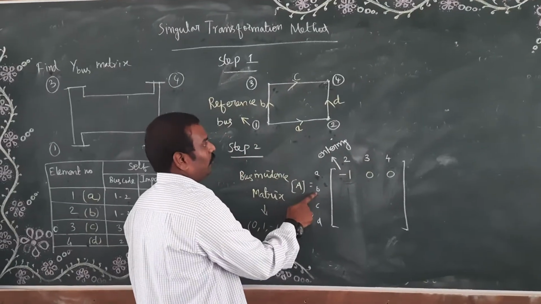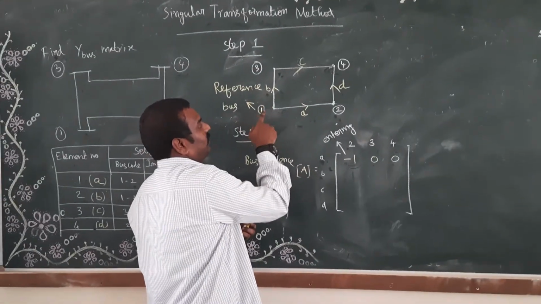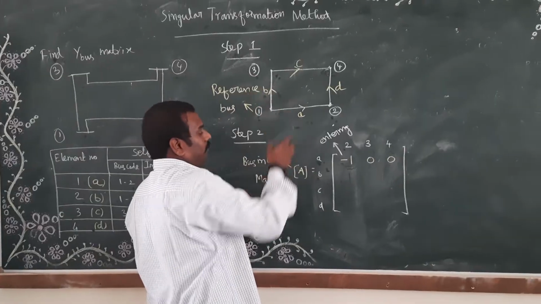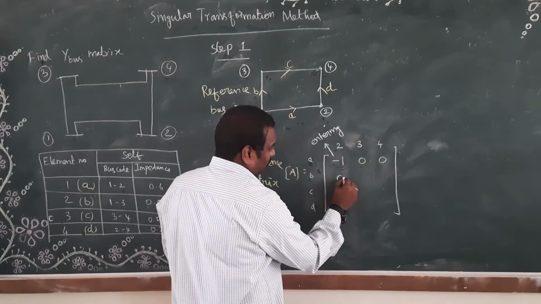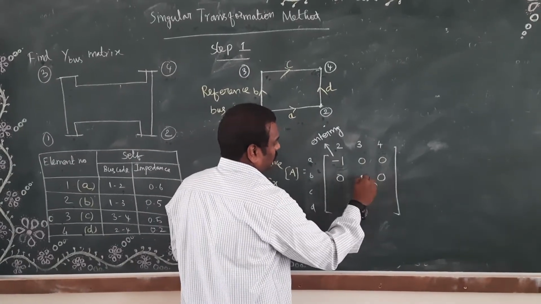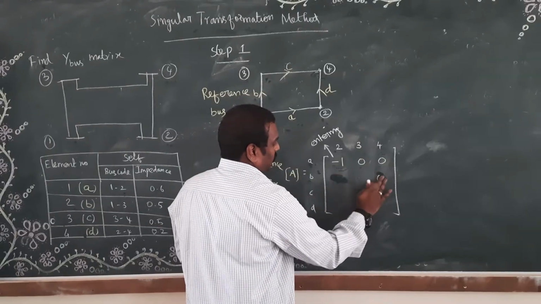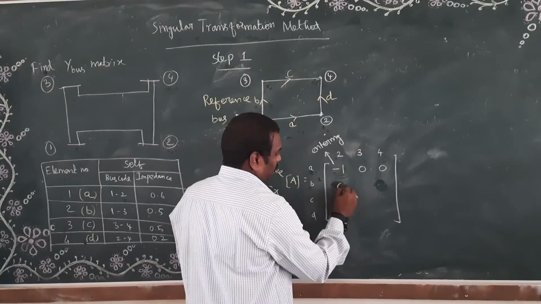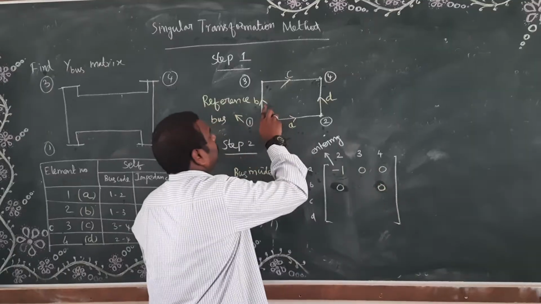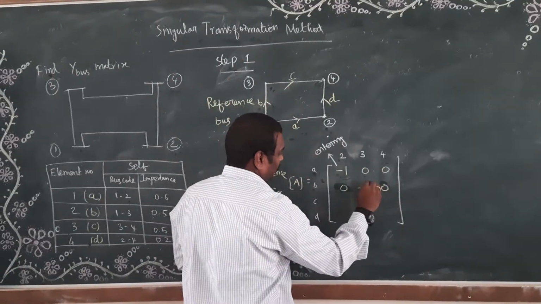Okay. Next, B. Where is B? B is related with the first bus and the third bus. So for the remaining buses I can put 0. So at the second bus 0, fourth bus 0. Third bus, since it is entering, I am putting minus 1 here.